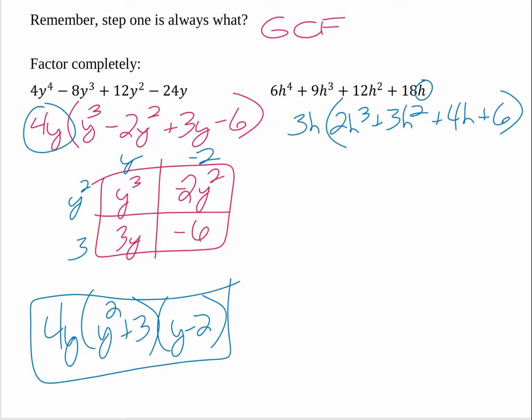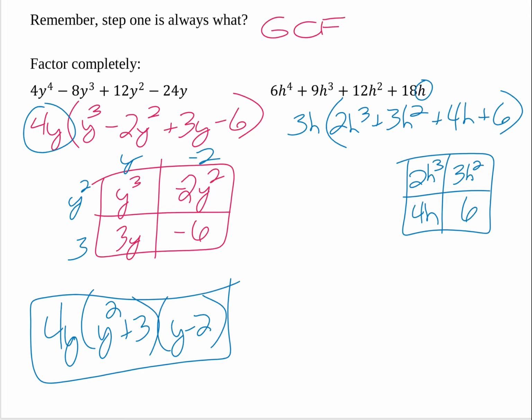Box. Okay, so we set up the box because we have 4 terms. We go straight to the box. And what goes in there? 2h to the third. Yep. 3h to the second. Yep. 4h and 6. Good. Okay, so we're letting the little brother just hang out over here for a minute, and we're going to take care of this over here.